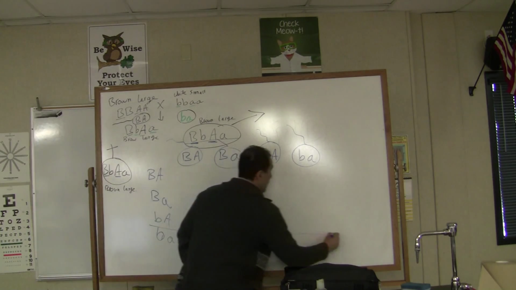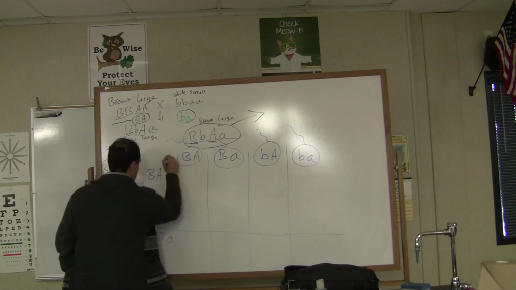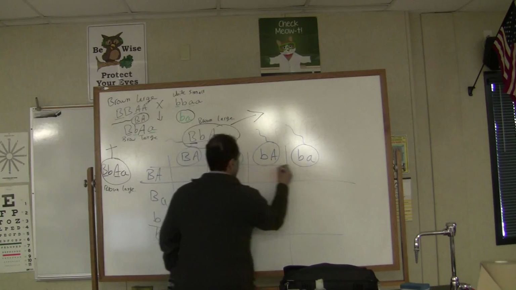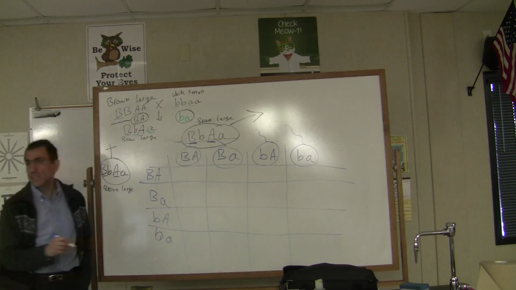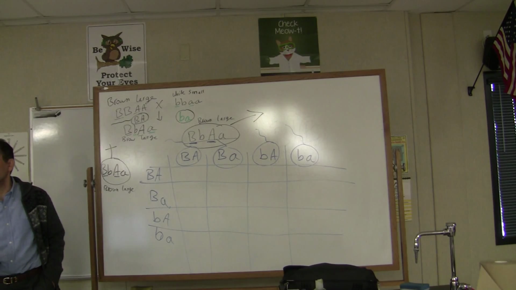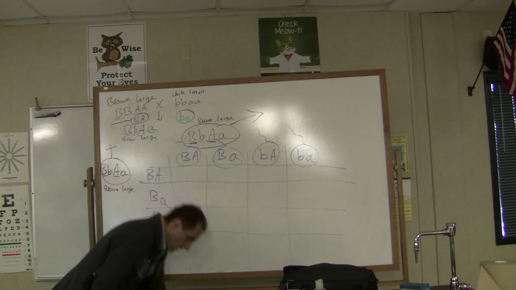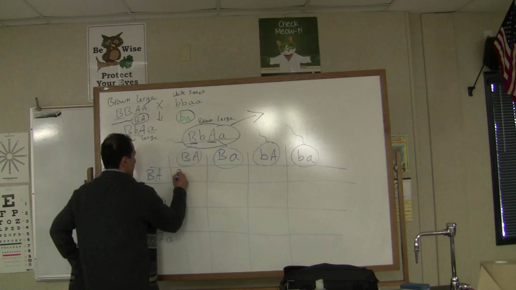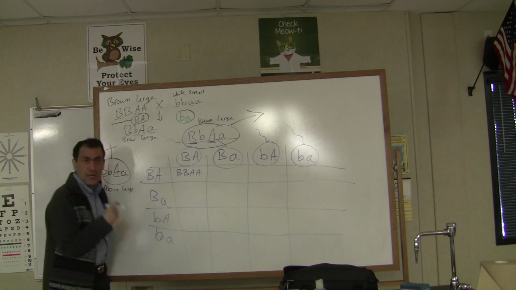I draw my lines, the Punnett square, right? That's what a Punnett square is. It means you make a table like this, and Punnett was the name of the scientist who came up with this. He was a statistician, a mathematician. Okay, are you guys ready? Let's go. Capital B, capital B, capital A, right? You all know what I'm doing.